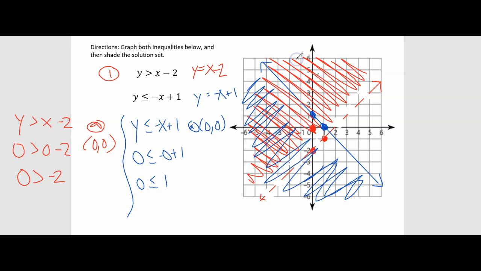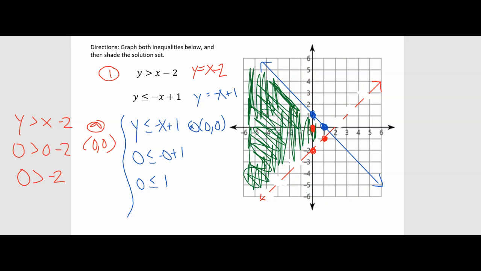Now it turns out all of our solutions are in this section. I'm going to shade that in green. Then I'll make it more obvious by erasing the other 2. So any point in that green section would work for both of the inequalities.